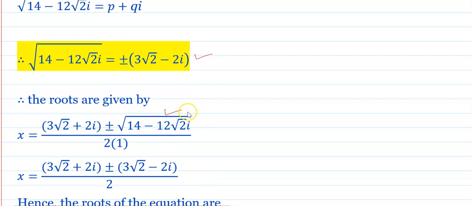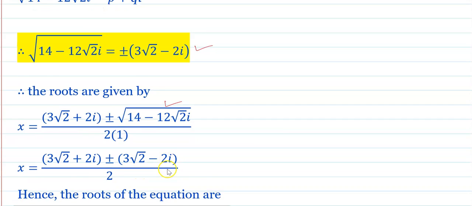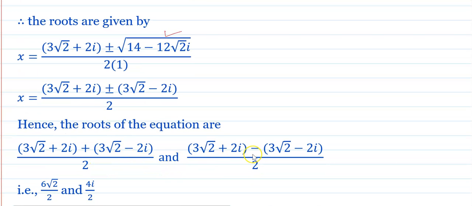आता इथे त्या व्हॅल्यूज सबस्टिट्यूट करणार. ओके, x इज इक्वल्स टू (3√2 + 2i) ± √(14 − 12√2 i) ... मग किती आली ती व्हॅल्यू? ± (3√2 − 2i). एकदा प्लस घेणार, एकदा मायनस घेणार.